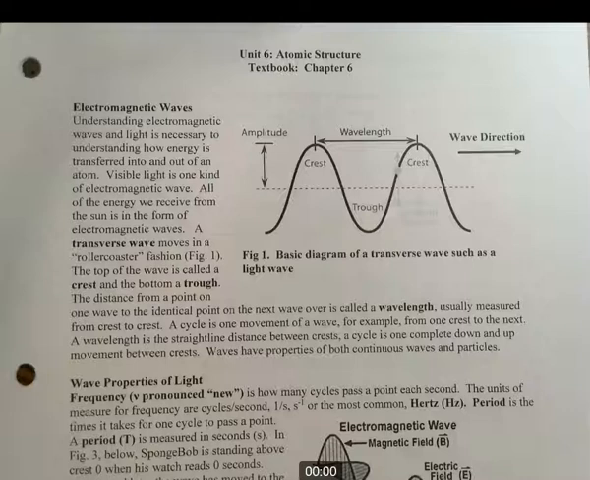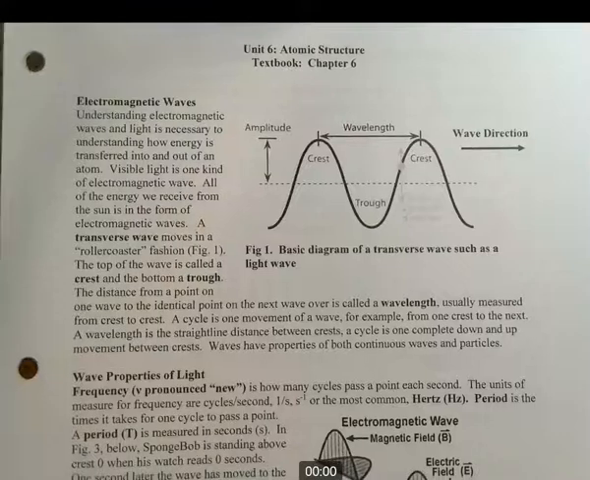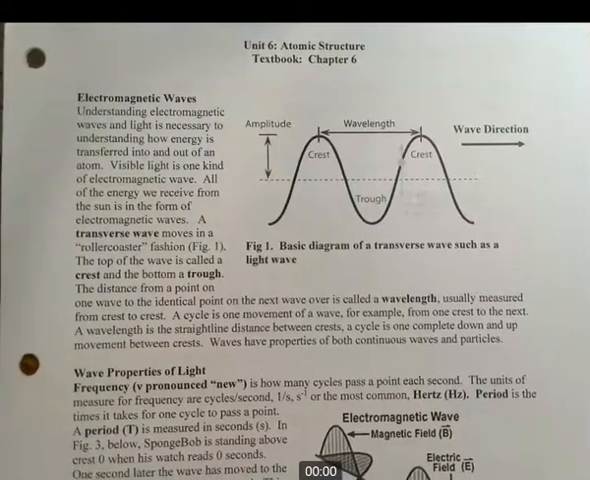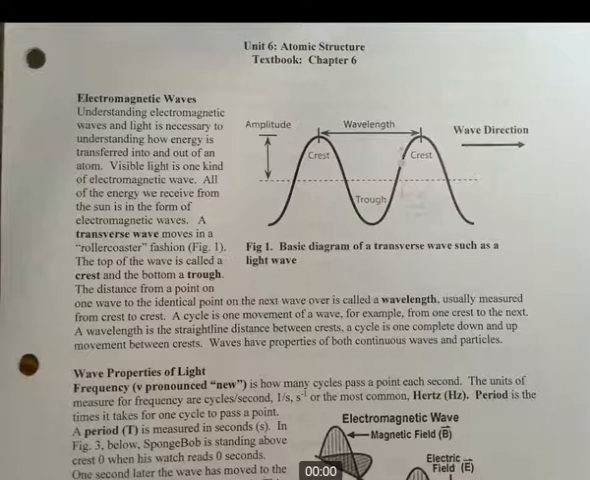However, this is talking about energy in and out of an atom, just one specific atom. And so in this case, we're talking about what are called electromagnetic waves. Visible light is one kind of electromagnetic wave. All the energy we receive from the sun is in the form of electromagnetic waves. A transverse wave, which is the type that you see here, moves in a roller coaster fashion. The top of the wave is called a crest, and the bottom is called a trough.